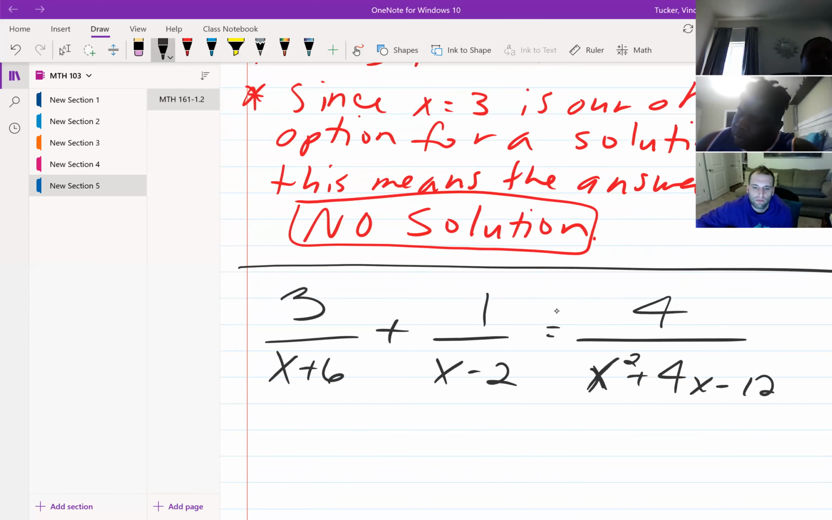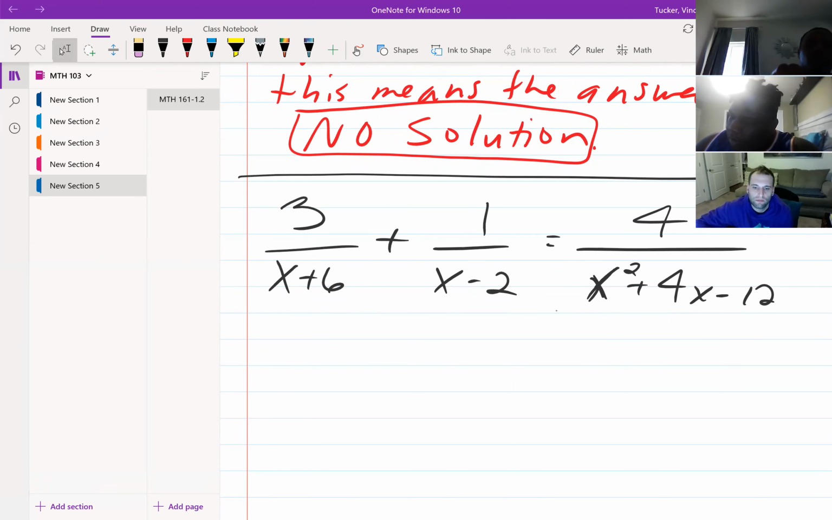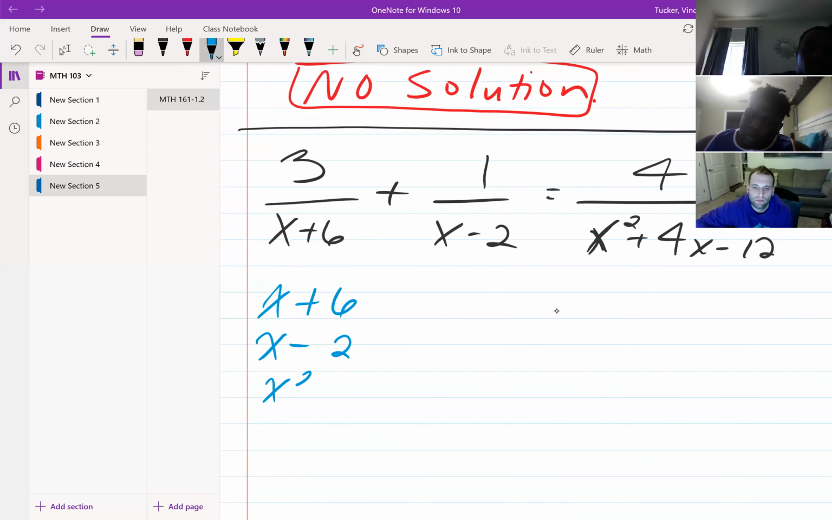All right, so we have 3 over x plus 6 plus 1 over x minus 2 equal to 4 over x squared plus 4x minus 12. Okay, so the first thing we want to do, just like before, is to find the LCD. And the way we would do so in this case is to compare each denominator. We have x plus 6, x minus 2, and x squared plus 4x minus 12.